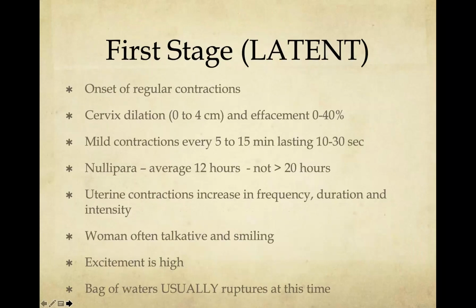So in your first stage, also known as your latent phase, she's going to go from 0 to 10 centimeters. In a nullipara, it could last about 12 hours. And you're going to start seeing an increase in frequency, duration, and intensity of the contractions. They're very smiley and talkative in the first stage, especially the latent. They're taking pictures, like, look at me, I'm going to have a baby. And their bag of waters usually ruptures at this time. Remember, I said it doesn't always necessarily mean that it will. Sometimes it doesn't, and we have to go in and break them in the transition phase.